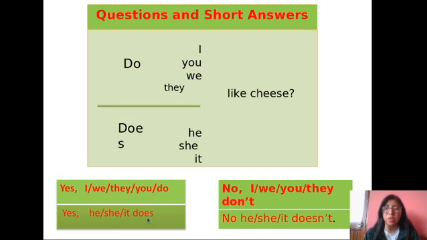Okay. In negative form, do we like cheese? ¿Cómo respondo? No, we don't. Okay? Does she like cheese? No, she doesn't. Okay? Because that is negative. Okay? In affirmative, do or does. In negative, don't or doesn't. Okay?